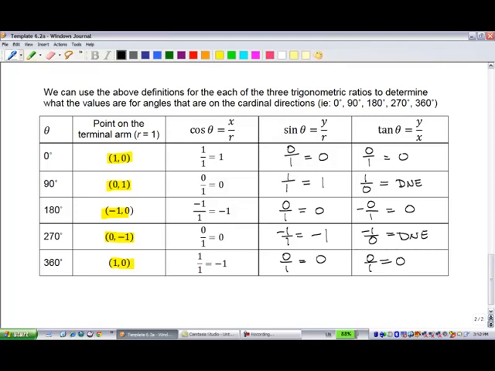So there we go. You might want to remember the cardinal directions, thinking about, cosine is 1 at 0 degrees, 0 at 90 degrees, etc. This ends the notes for trigonometric ratios in all the quadrants.